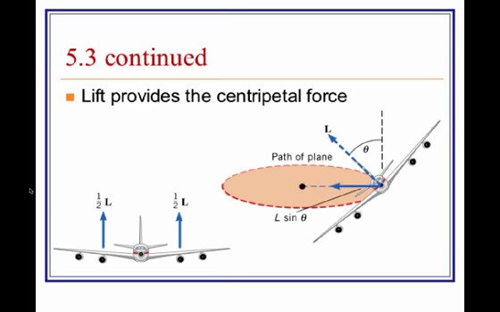For an airplane moving around in a curve, the lift is what's providing the centripetal force. Notice here that a component, in this case the x component of the lift, is directed towards the inward part of the circle. That would be the centripetal force. The y component of the lift would be counteracting the weight of the airplane, directed downwards.